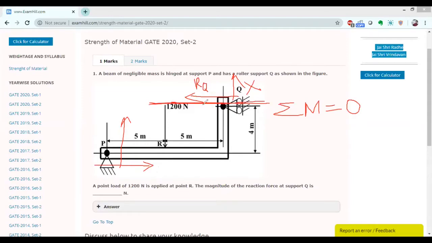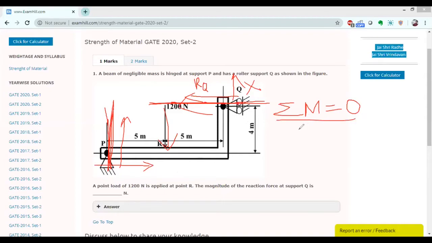if we take it here, you will not be able to find RQ, because any force passing through that point will not appear in the equation. So take moments from another point. We'll take it from this point; all the moments will be considered from here. So locate which are the active forces. This 1200 Newton is one force, and this RQ is another force. These two forces are there, and you can't see any other force. So apply the moment equation.